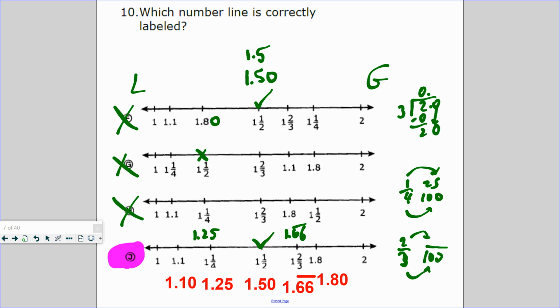Can 3 go in 20? 6 times. 2 is the remainder. Annex another 0. Can 3 go in 20? 6 times. I believe it's repeating. That's why it's 1 and 66 hundredths. We have 1 and 8 tenths or 80 hundredths.